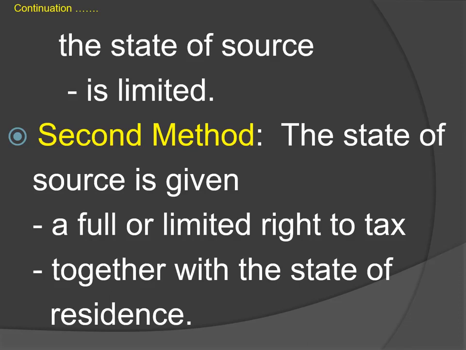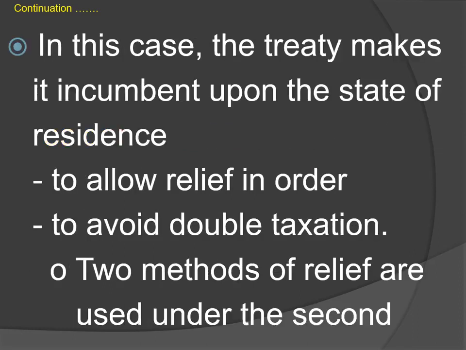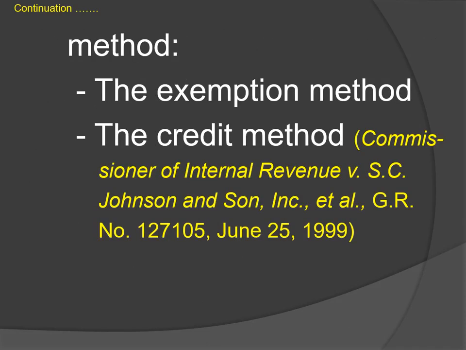Under the second method, the state of source of the income is given a full or limited right of tax together with state of residence. In this case, the treaty makes it incumbent upon the state of residence to allow relief in order to avoid double taxation. Two methods of relief are used under the second method, the exemption method and tax credit method.